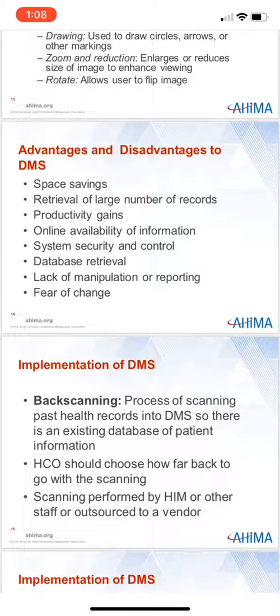Alright, so let's talk about system security control. With access controls, audit trails, and other security measures, the security of the health record is improved over that of a traditional paper health record. So this is still considered an advantage. With paper health record, there's only one point of access, but there's no way to know who viewed the health record and what they looked at.